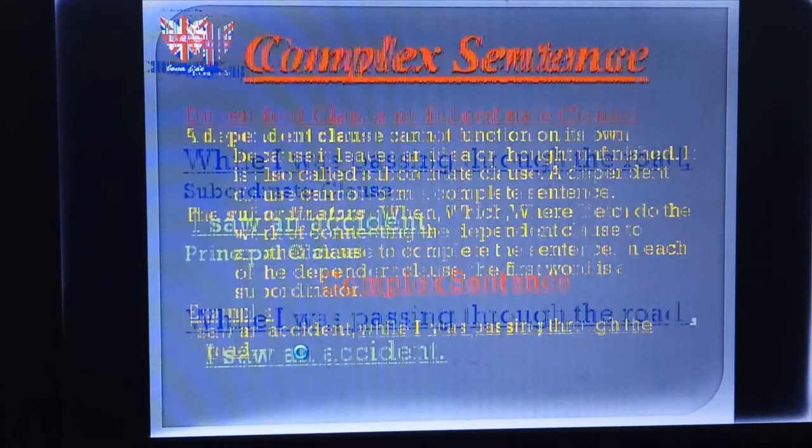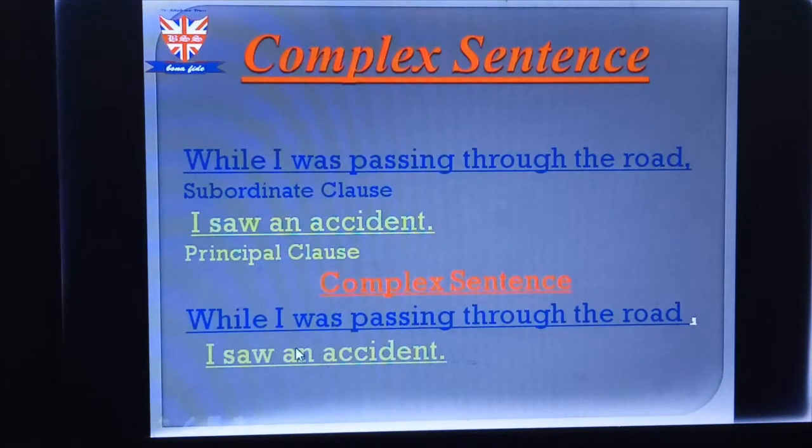Let's go for the final example of complex sentence: while I was passing through the road, I saw an accident. I saw an accident is the principal clause, and while I was passing through the road is the subordinate clause. And the complex sentence will be: while I was passing through the road, I saw an accident. One part is incomplete, another part is complete. You have to keep that in your mind.